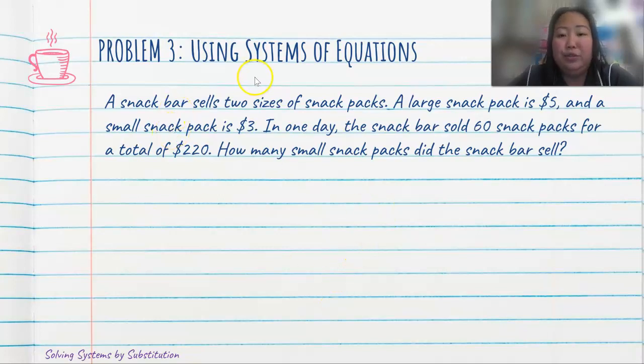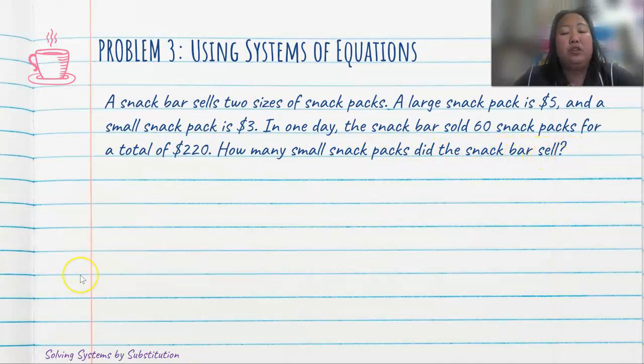A snack bar sells two sizes of snack packs. Large snack is $5, small snack pack is $3. So in one day, the snack bar sold 60 snack packs, and the total cost of all of it is $220. So how many small snack packs did the snack bar sell?